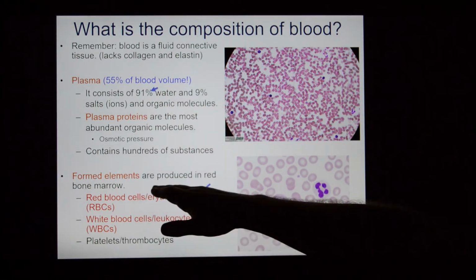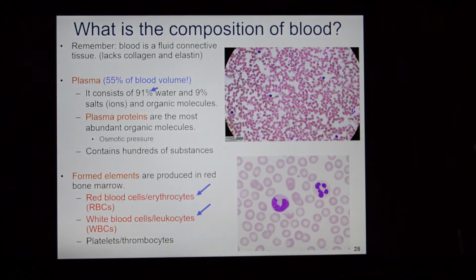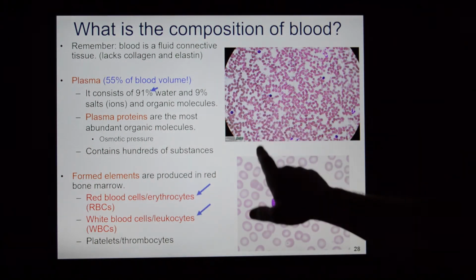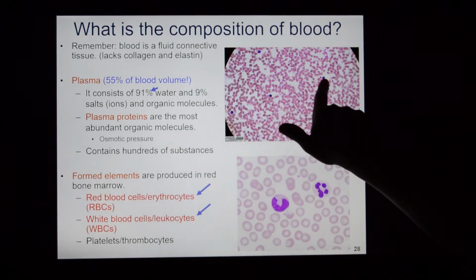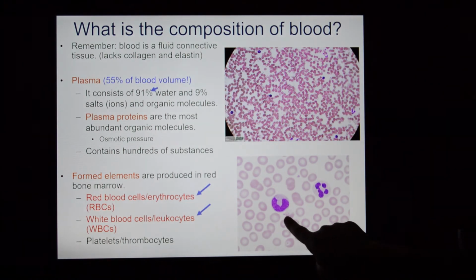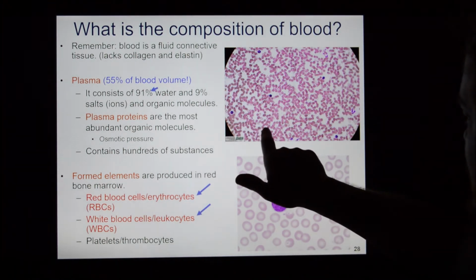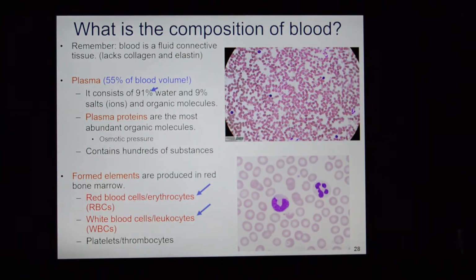Then there are what are called the formed elements. The formed elements are any red blood cells, white blood cells, or platelets. Red blood cells are little pink donuts. White blood cells are seen here as purple. And the platelets are the little flaky pieces. Little platelets are the little bitty pieces, and they're going to be involved in blood clotting.